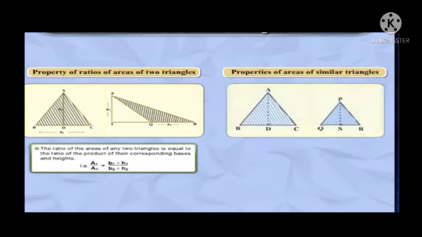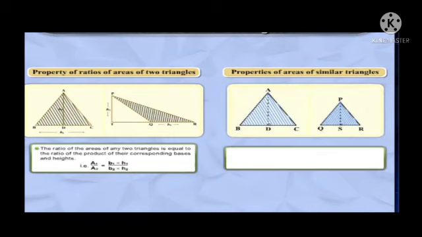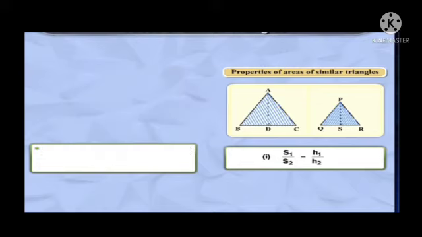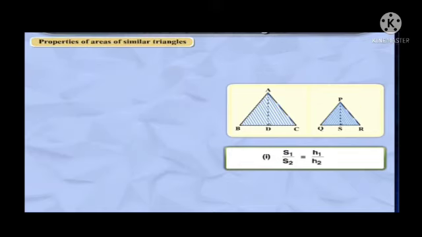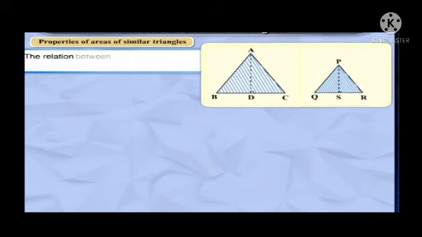Now, we will learn properties of areas of similar triangles, where we are going to learn S1 upon S2 is equal to H1 upon H2. That is the relation between the sides and the heights of the corresponding triangles. So, the relation between the sides and the corresponding heights of similar triangles.